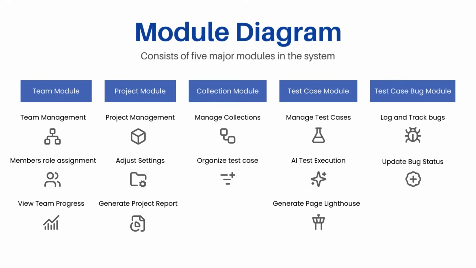SMART consists of several core modules, each handling a different part of the testing workflow. The team module manages team members, assigns roles, and tracks progress. The project module handles project settings and generates reports. The collection module groups test cases for better organization. The test case module runs AI-powered tests and views Lighthouse insights. Last but not least is the bug module, which helps to log, track, and update bugs linked to the test case.